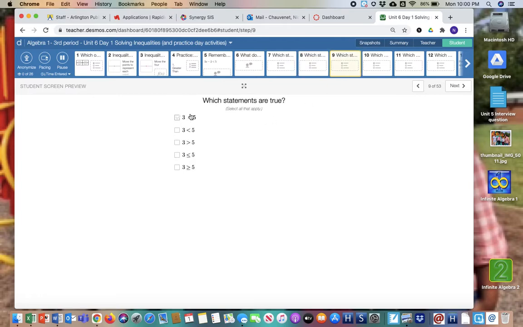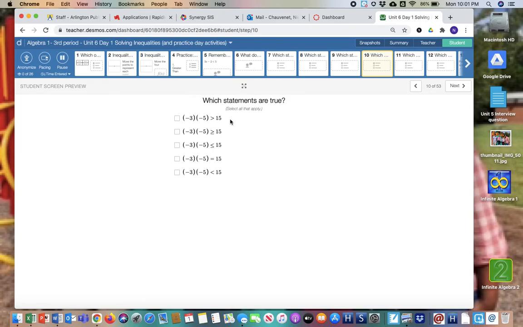So here, which statements are true? 3 is equal to 5? No. 3 is less than 5? Yes. 3 is greater than 5? No. 3 is less than or equal to 5? Yes. 3 is greater than or equal to 5? No. So again, we clicked both of these because this was just 3 is less than 5. That's true. 3 is less than or equal to 5. And in this case, the or equal didn't really matter because the values weren't equal.